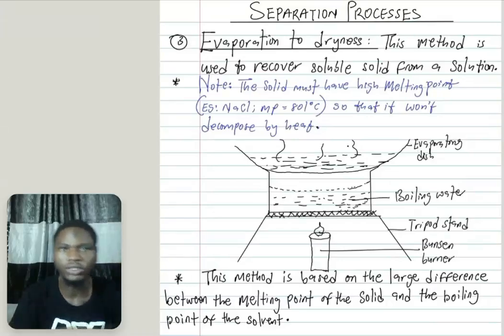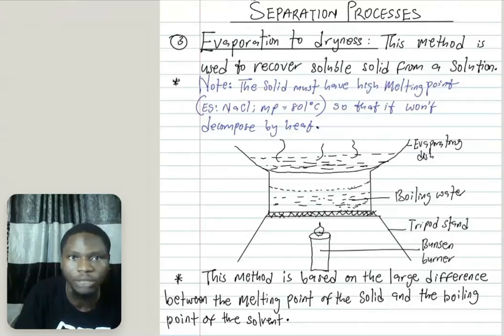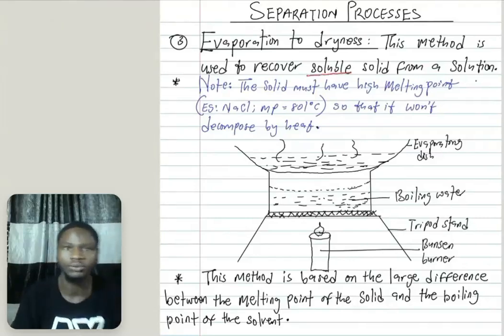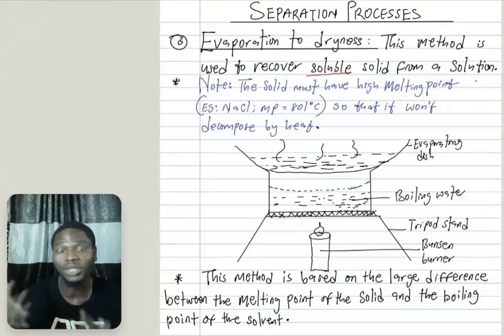We are going to be studying evaporation to dryness in this video. Now this method is used to recover soluble solid from a solution. Check something out. Soluble solid from a solution. Now remember, the meaning of the word soluble means that this solid can actually dissolve. That's why we call it soluble.